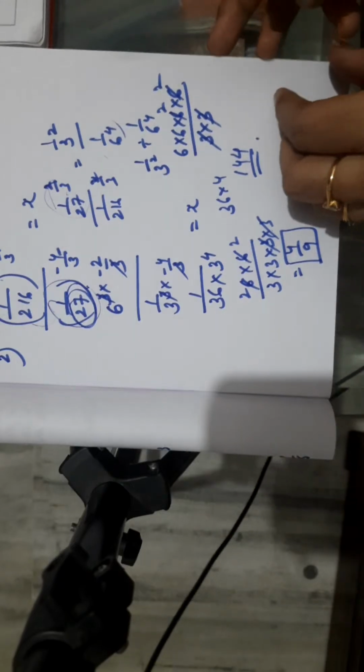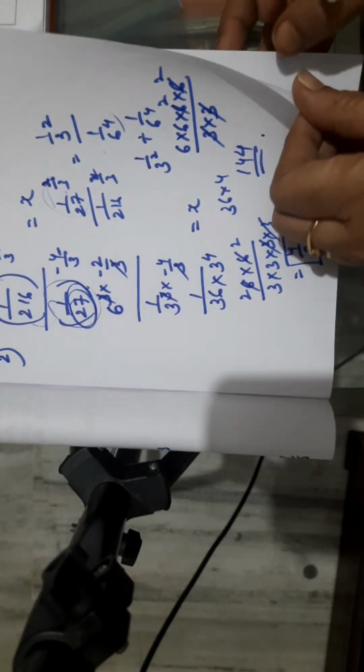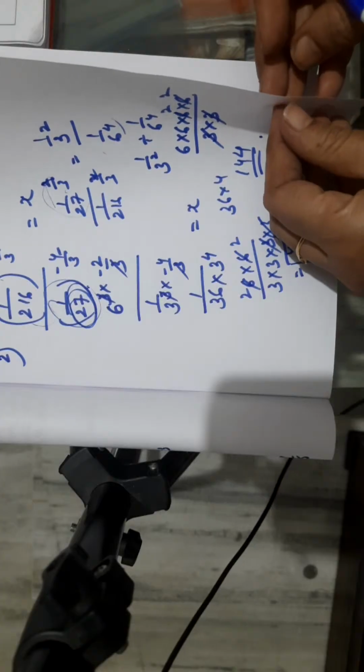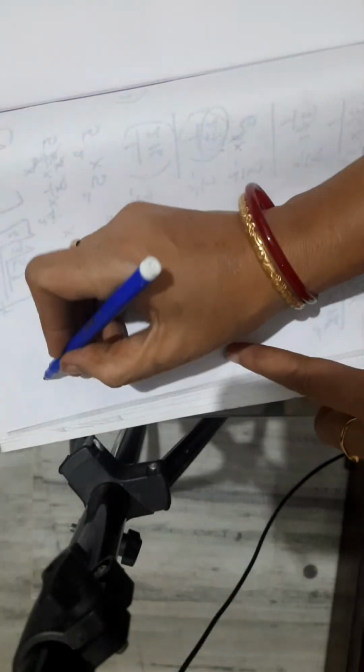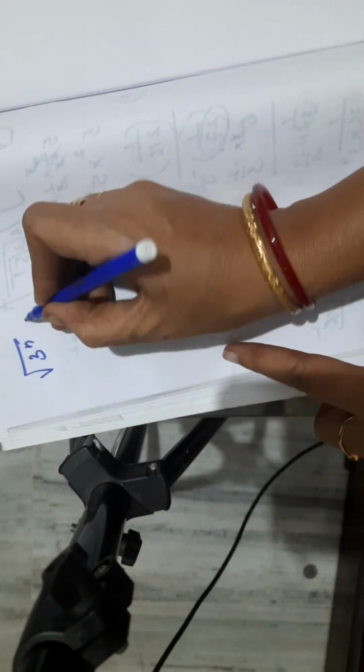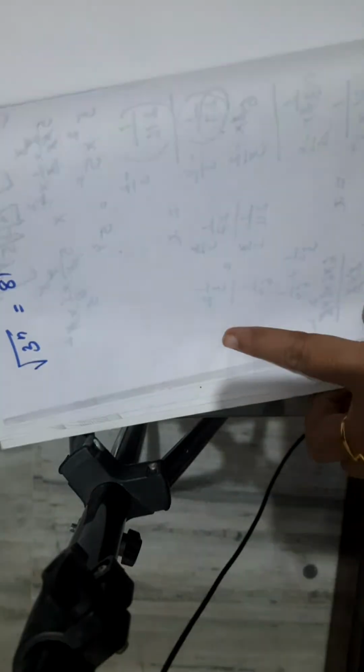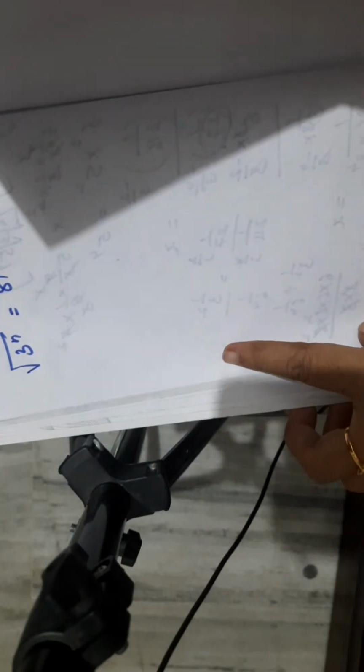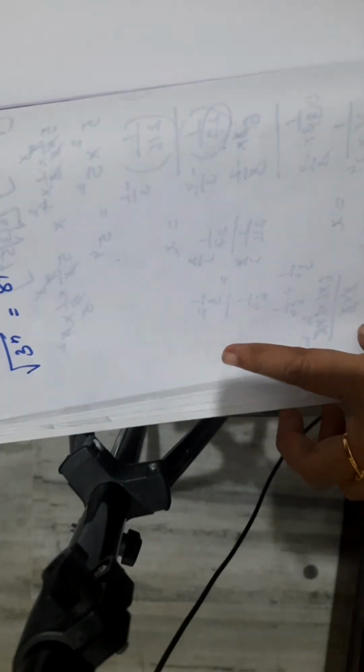Okay, now moving to the next question. This type of question is also very important. Root over 3 raised to n is equal to 81. Then find the value of n.